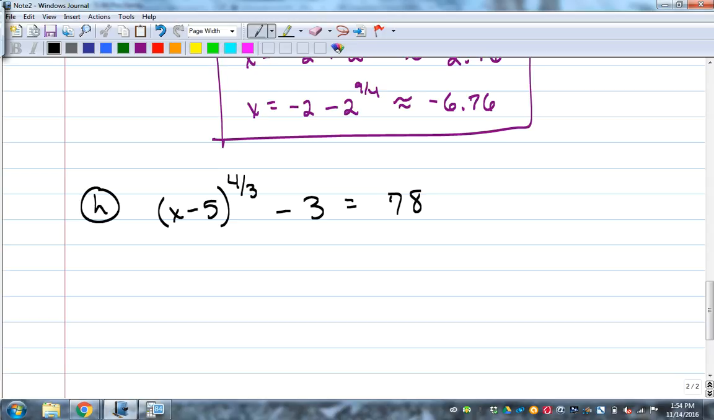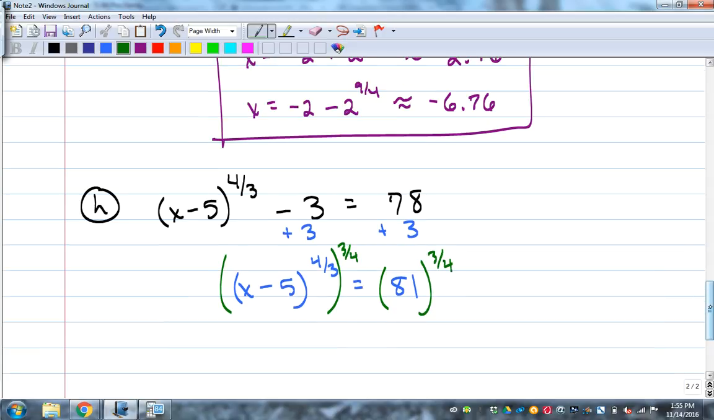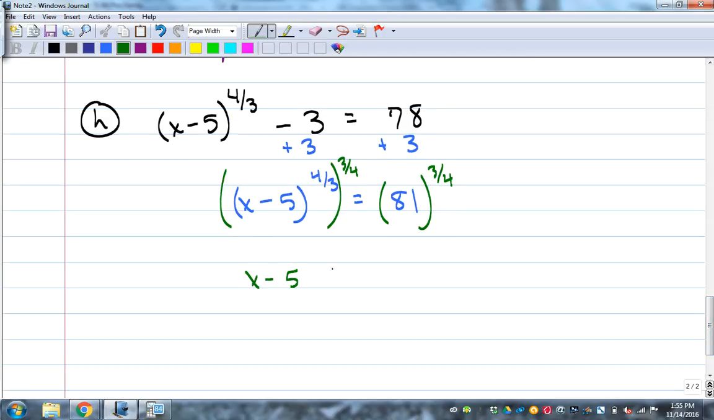Okay, x minus 5 to the 4/3 power minus 3 is equal to 78. What's our first step? Add 3. So x minus 5 to the 4/3 is equal to 81. And now I can get rid of the 4/3 by using the 3/4. And I'm thinking, what's 81? Well, 81 is 9 and 9, 3 and 3. It's 3 to the 4th power.